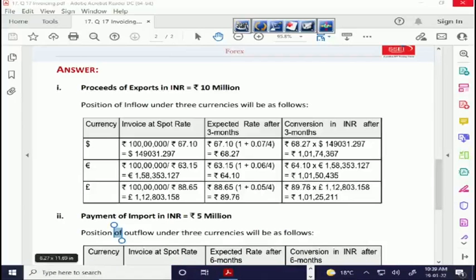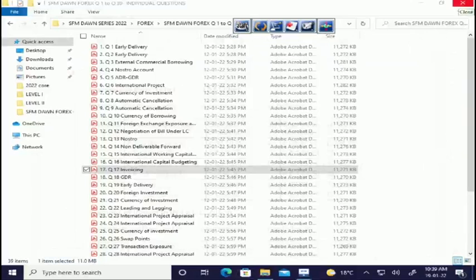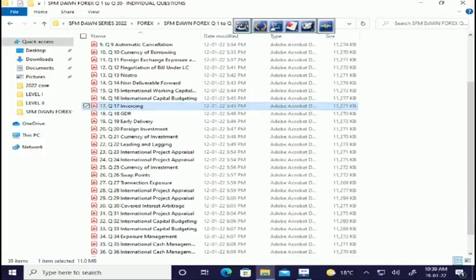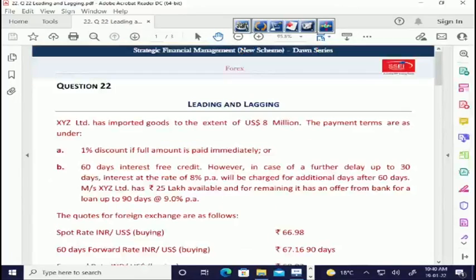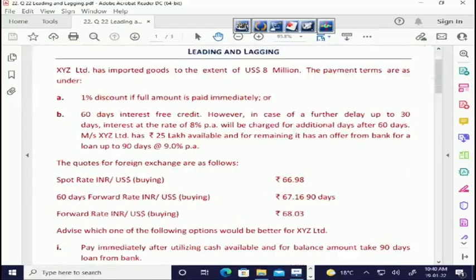Let's come to the next question. So if we come to the next question, it is question number 22, leading and lagging. It's a very good question. Let's see. XYZ has imported goods to the extent of $8 million, 80 lakhs dollars payable.